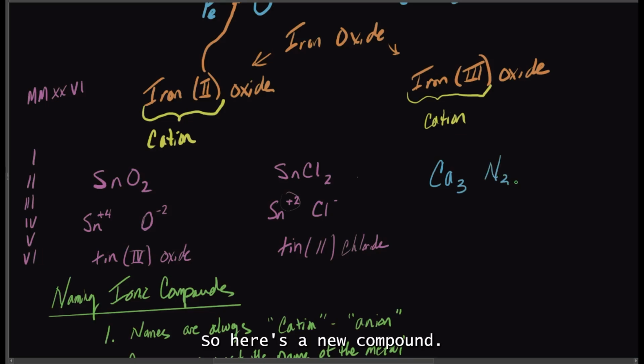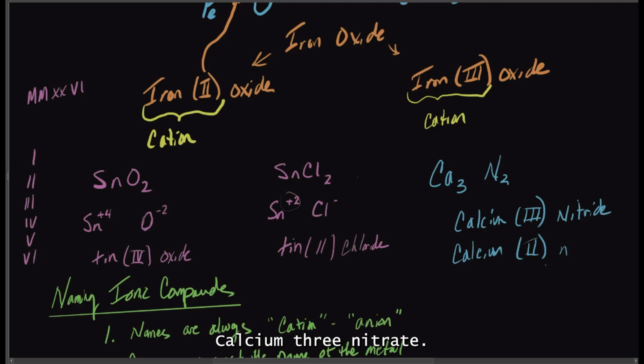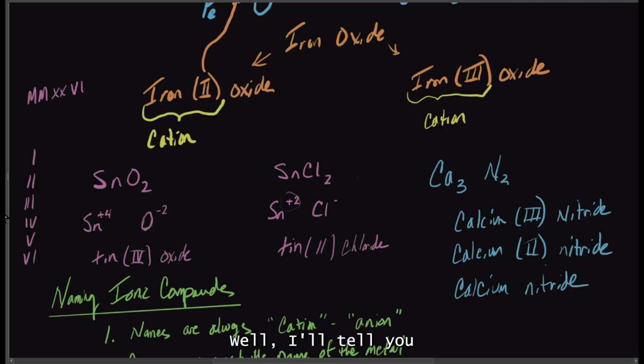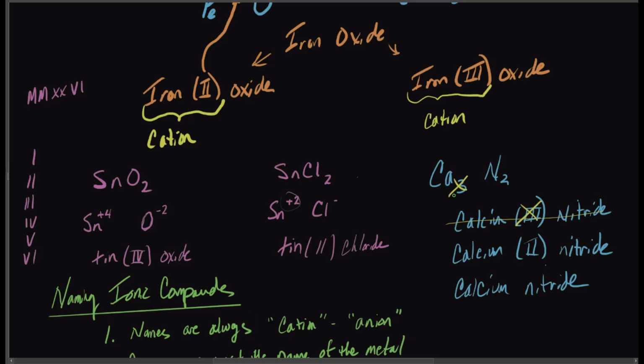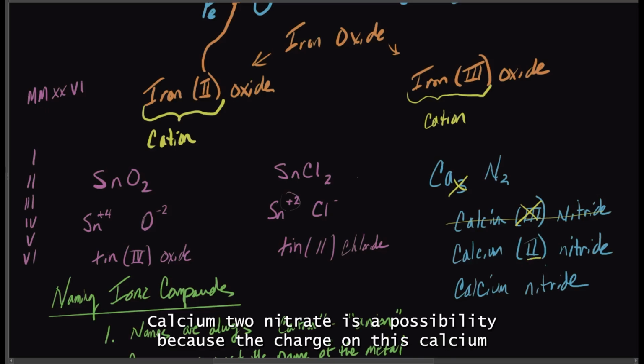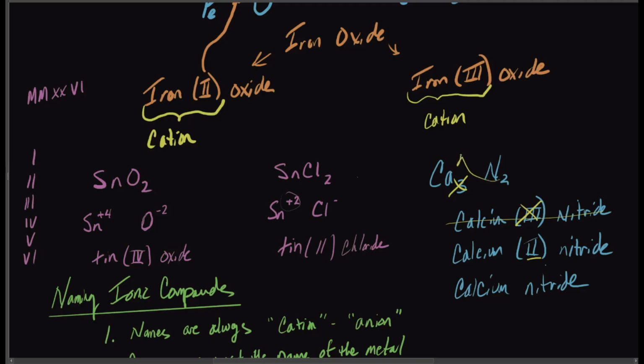So here's a new compound. This compound has 3 calciums on it. Is the name of this calcium 3 nitride, calcium 2 nitride, or just calcium nitride? Well, I'll tell you. It's not calcium 3 nitride. The Roman numeral 3 does not mean the number of calcium atoms. Those are not the same. Calcium 2 nitride is a possibility because the charge on this calcium, based on the crisscross method, is +2.